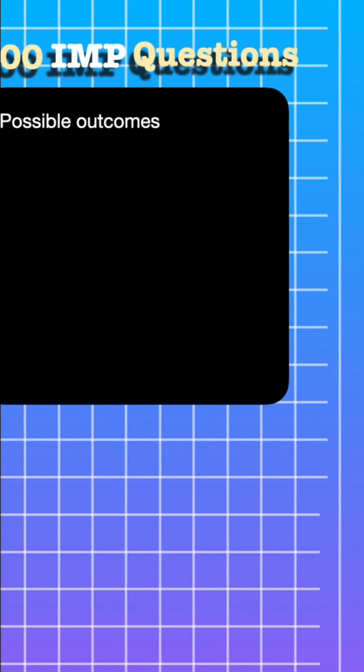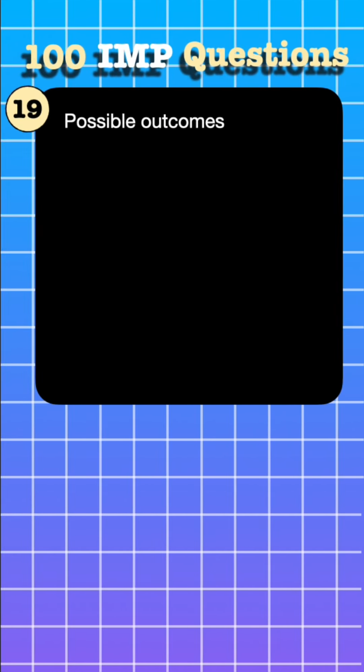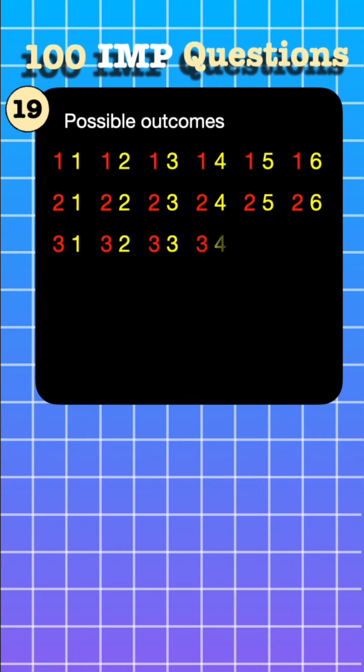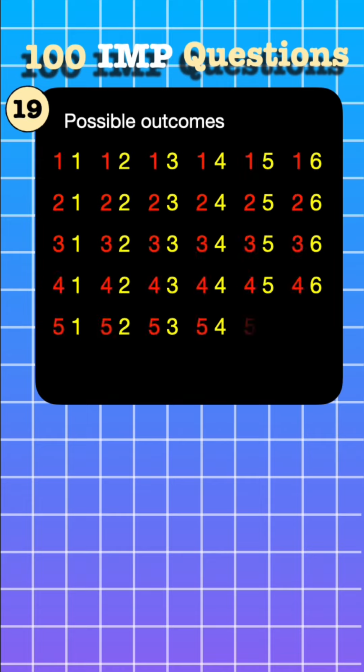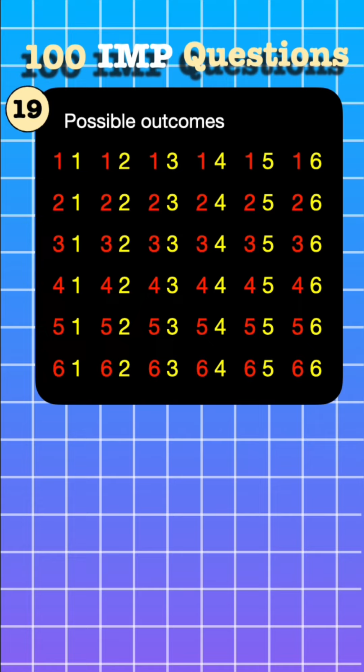So first of all, let's prepare a sample space, so that you can get the idea. So possible outcomes, you can see here, we have two cubes. So these are the total possible outcomes. You can see 1, 1, so one red, one yellow, 1, 2, one red, second is yellow, 1, 3, and so on. So there are total 36 possibilities, as you can see.